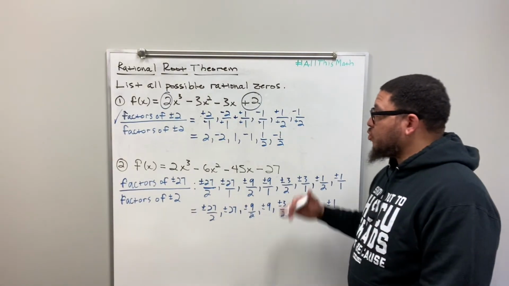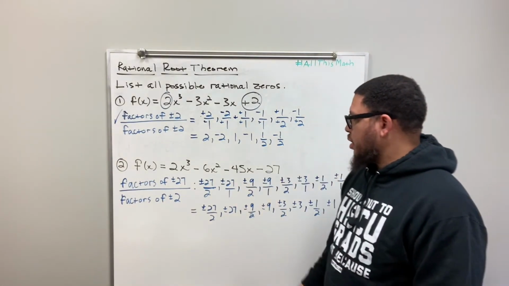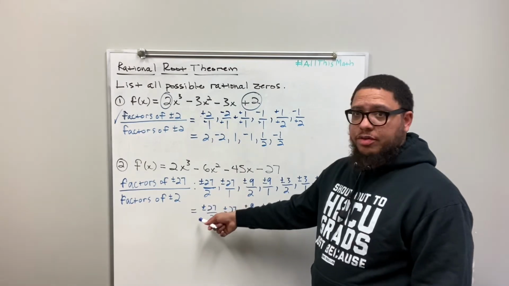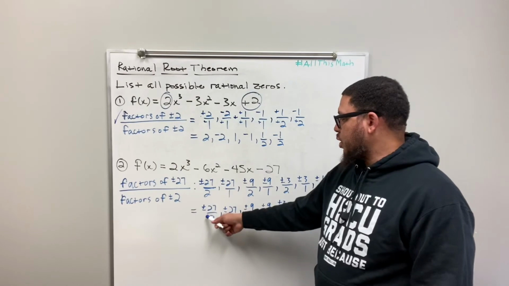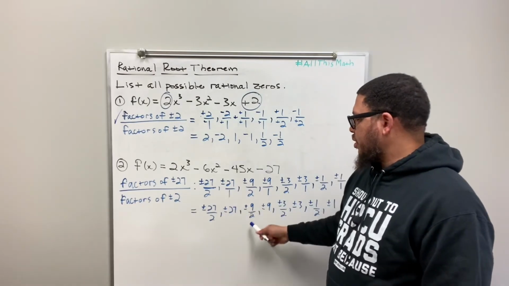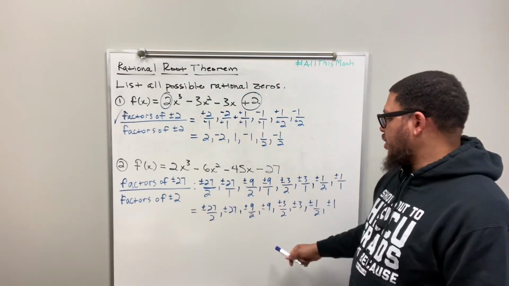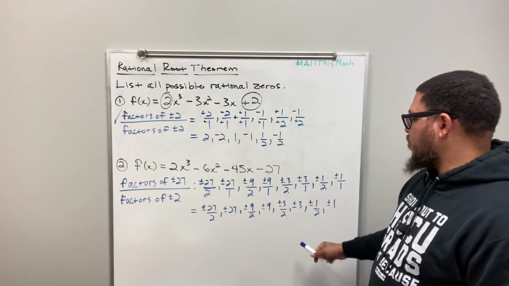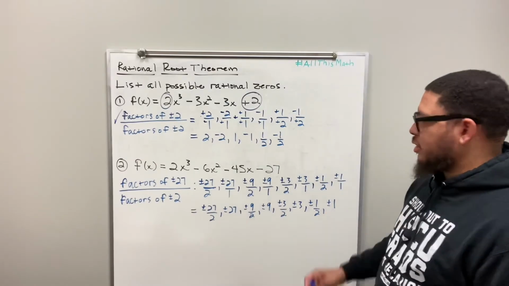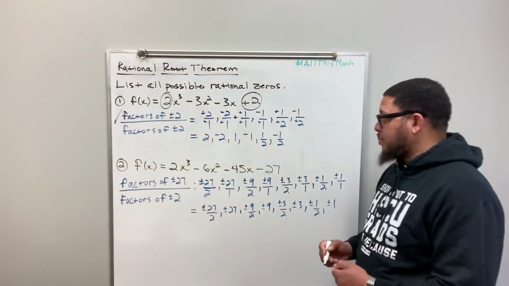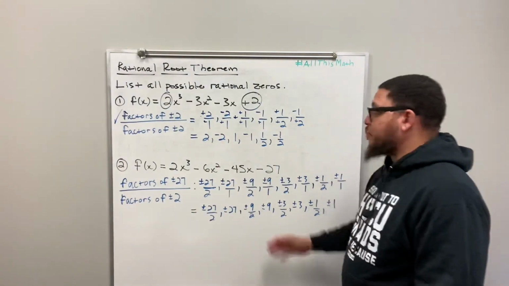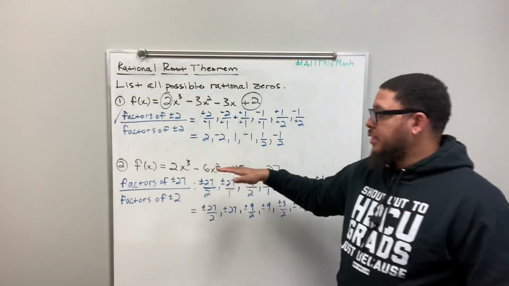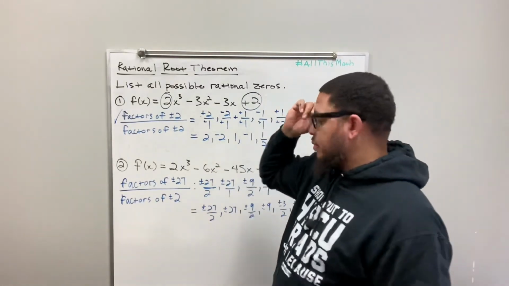So how many possible rational zeros is that for this one? Because there's a positive and a negative version of each fraction, we got 1, 2, 3, 4, 5, 6, 7, 8, 9, 10, 11, 12, 13, 14, 15, 16. So 16 possibilities in this particular function.